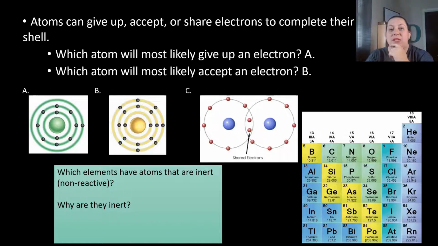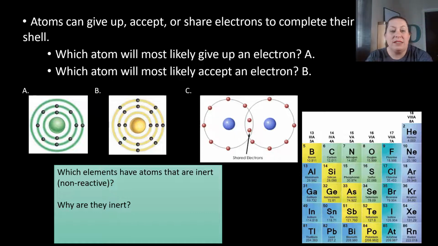So which atom will most likely give up an electron? That would be A. And which atom would most likely accept the electron? In this case, it would be B. Okay, because again, it wants to make that outer shell happy with 8.